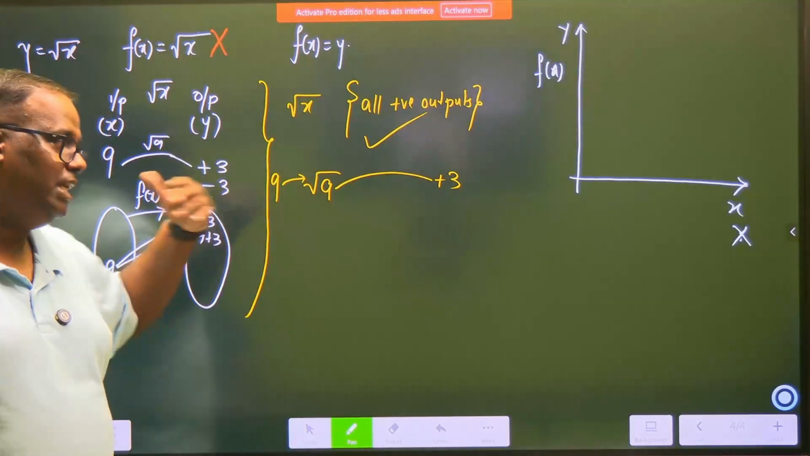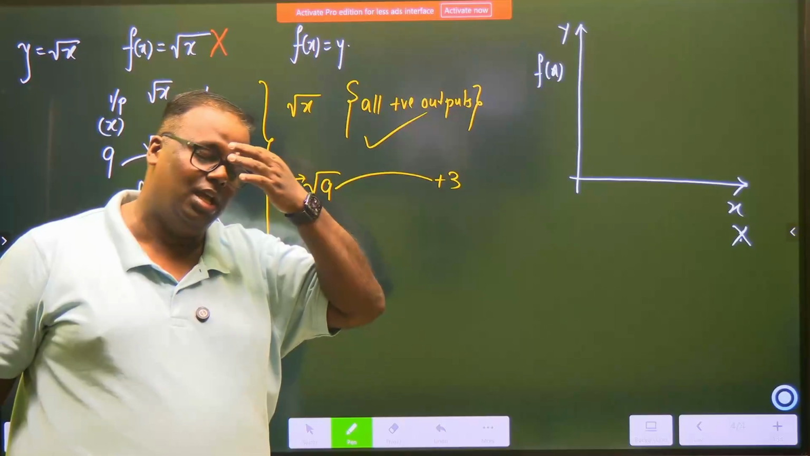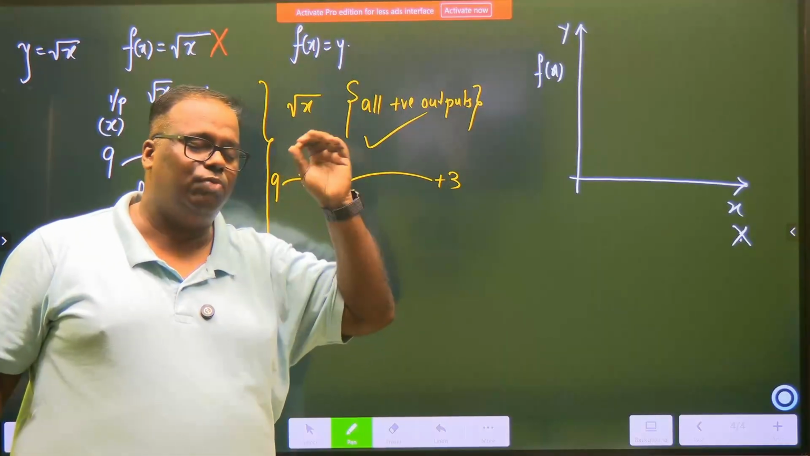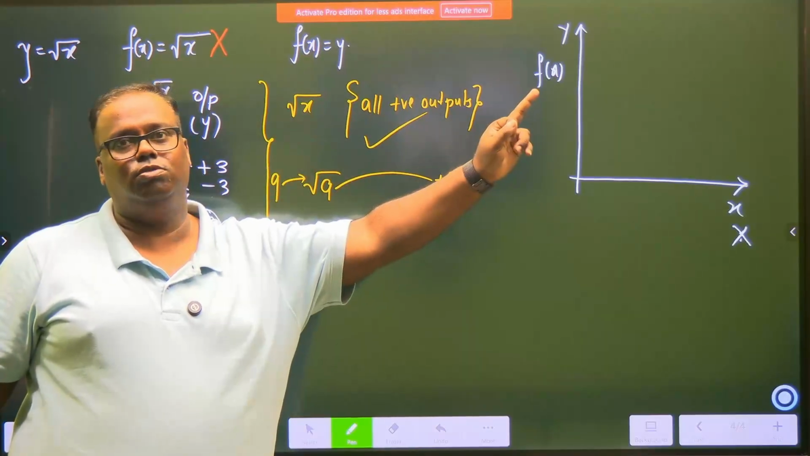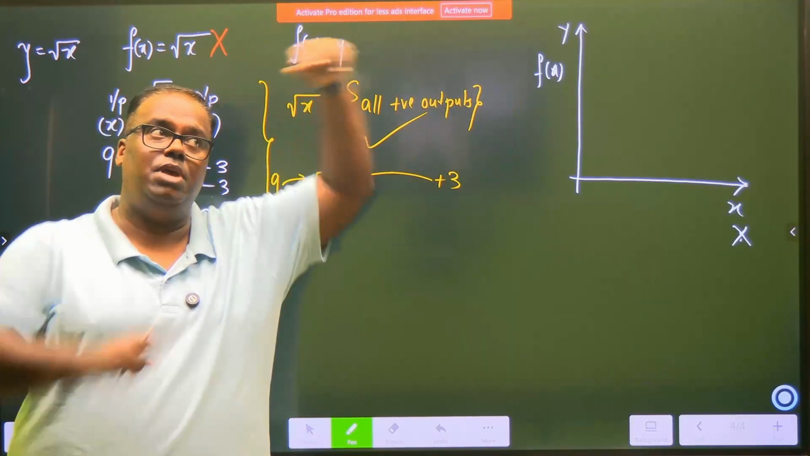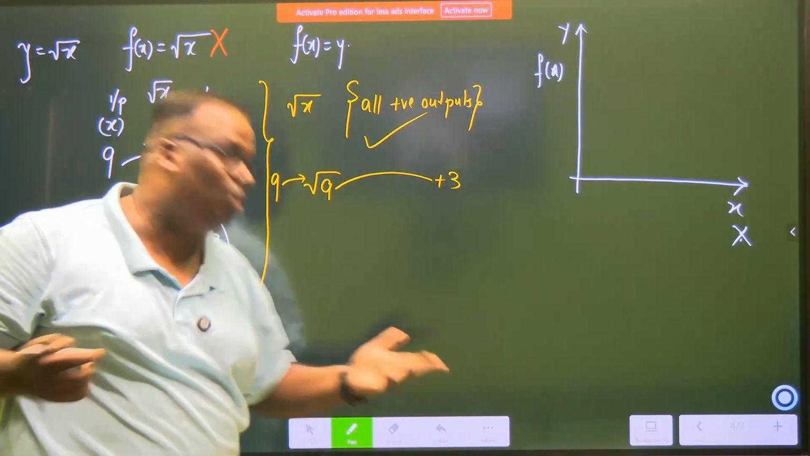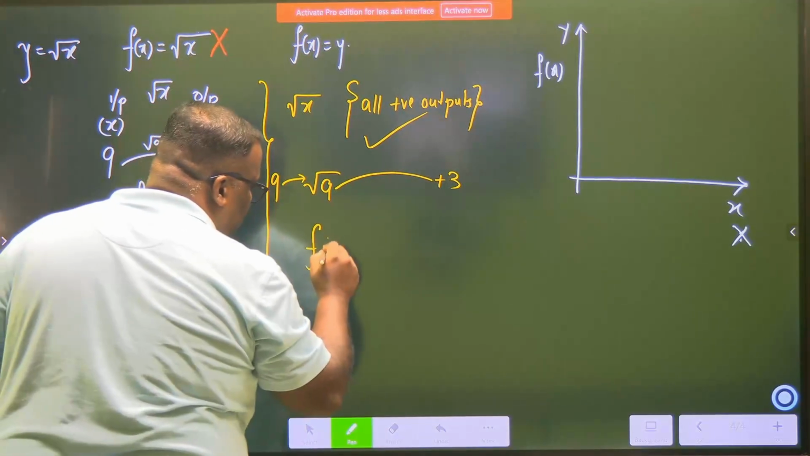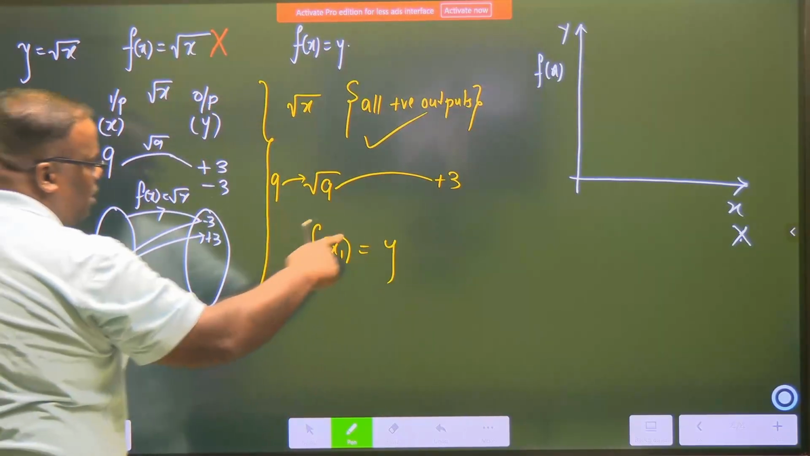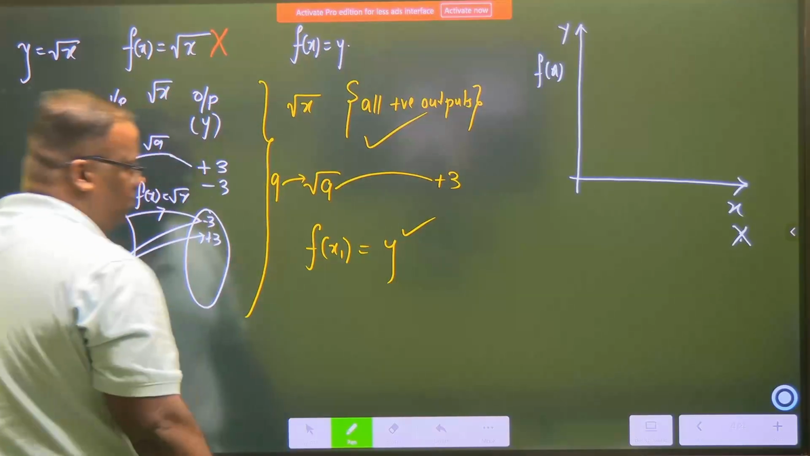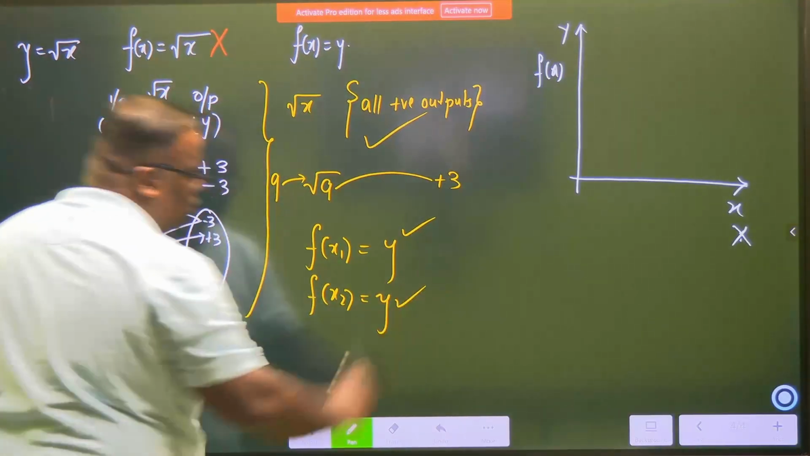Therefore, whenever you want to quantify a relation as a function, you have to be very, very specific that the definition of function is being met. It means one input, one unique output. Two inputs may have the same output, but one input cannot have two different outputs. F of x1 gives you y, very much possible. F of x2 gives you y, very much possible.